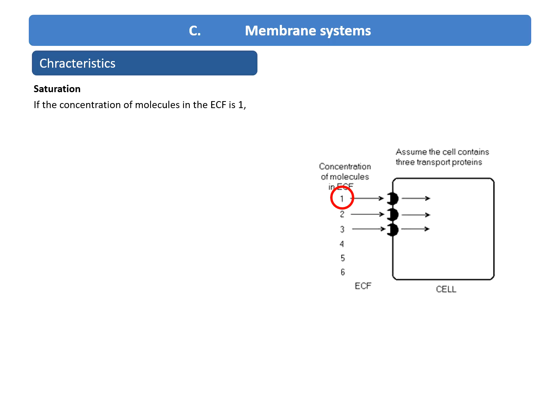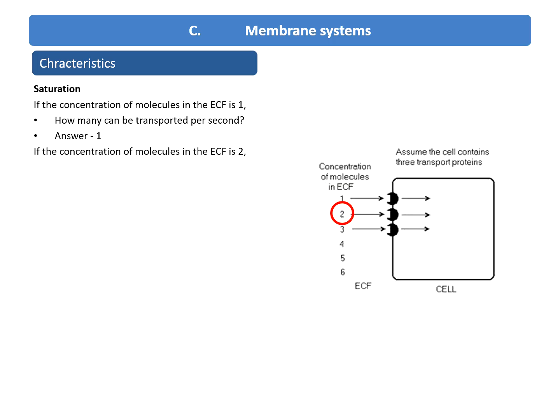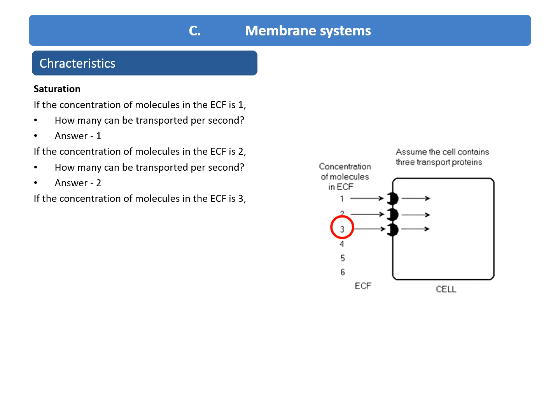If the concentration of molecules in the extracellular fluid is 1, how many can be transported per second? 1. If you raise the concentration of molecules in the extracellular fluid to 2, how many can be transported per second? 2, because they're both operating in that second. If the concentration of molecules is increased to 3, how many molecules can be transported per second? 3, because again, they're all operating in that 1-second interval.